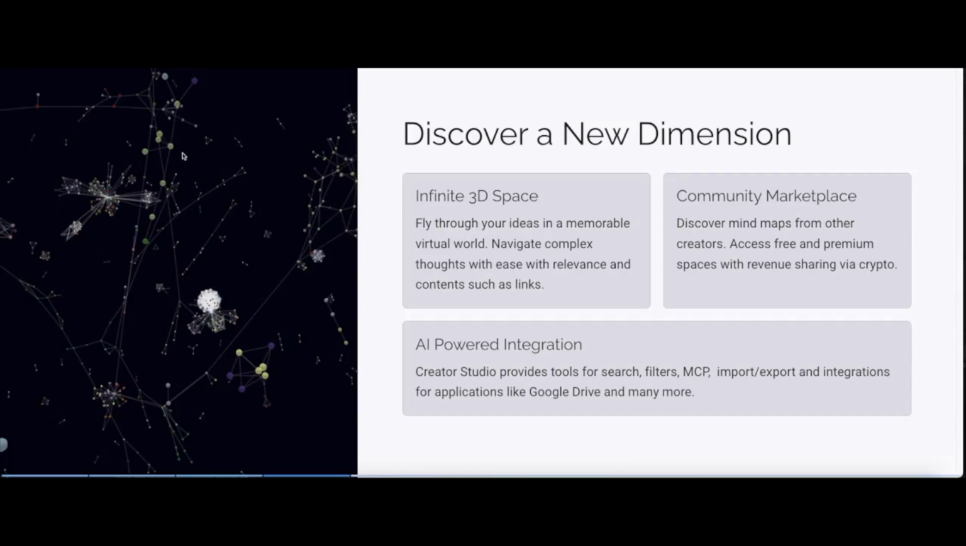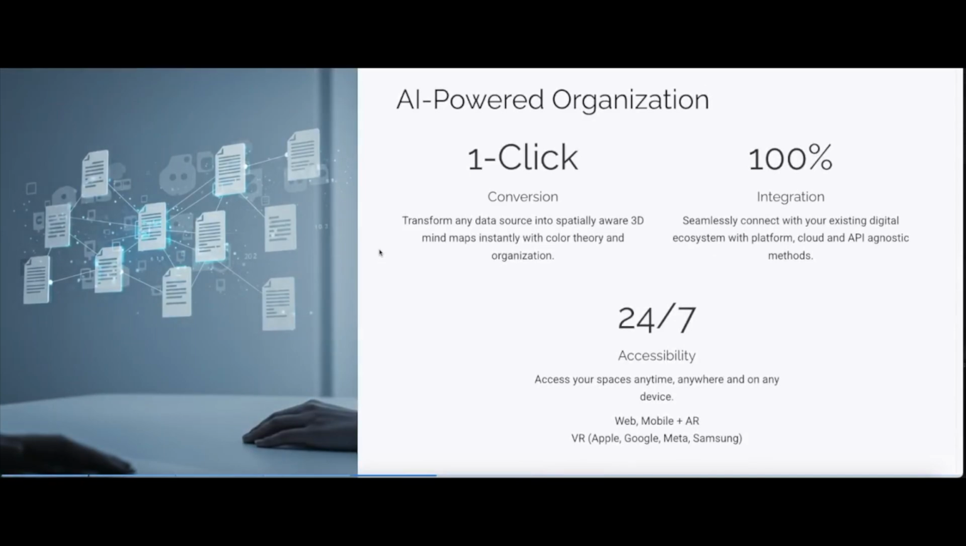And we'll have AI generation, we'll have the ability to import, export, and we'll have a community marketplace. We'll have just amazing technology in this platform. And so I talked a little bit about this, but one-click conversion, basically taking any kind of file from Google Drive, let's say, and we are able to transform this data into keywords, into spatially aware 3D mind maps with depth in color theory, organization.